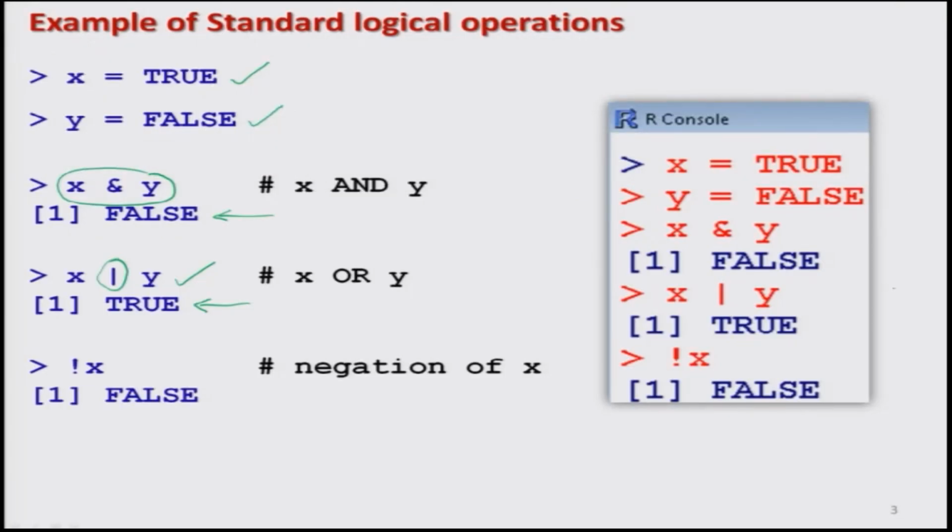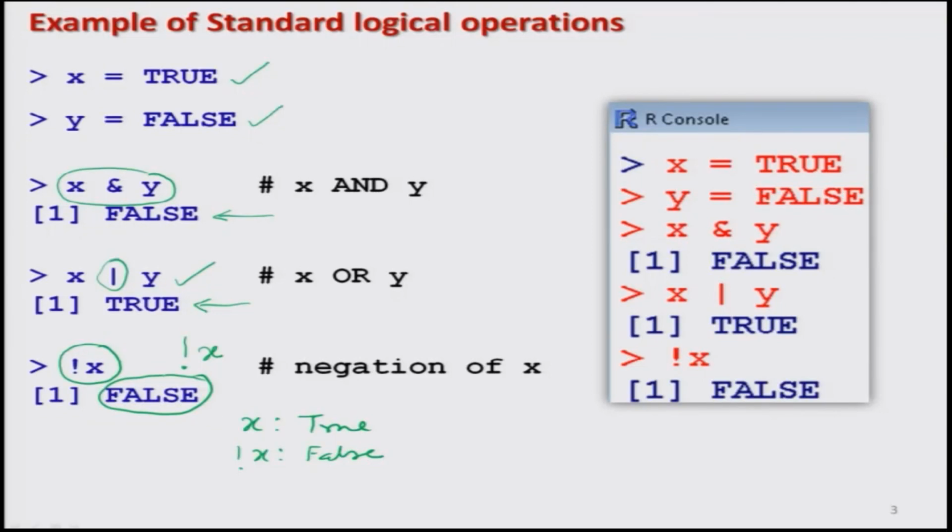And similarly, the negation of X is denoted by the exclamation sign and X. So obviously, when X I have taken to be true, then the negation of X is going to be false. Then this comes out to be like this.